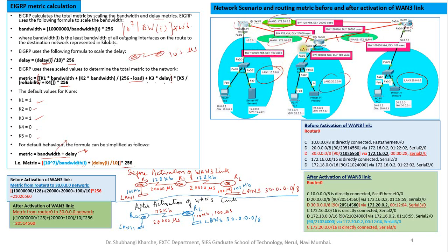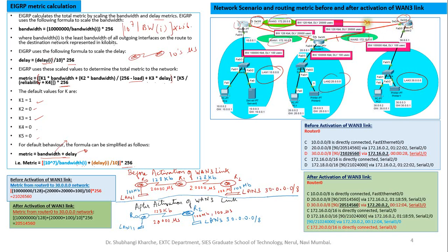Now what we are going to do is inactivate the WAN 3 link first. We are not going to activate the serial 3/0 interface of router 0, and we are not going to activate the serial 3/0 interface of router 2 as well. So this link will be inactive.